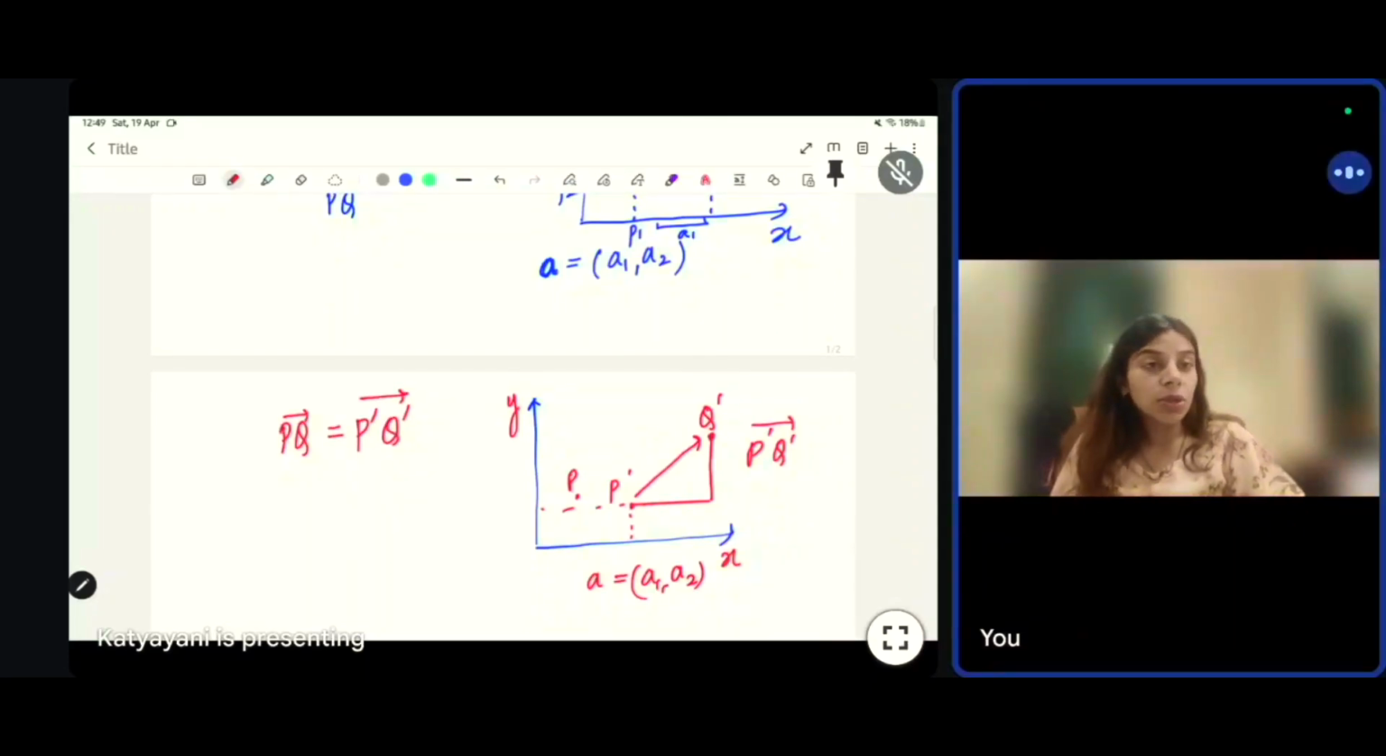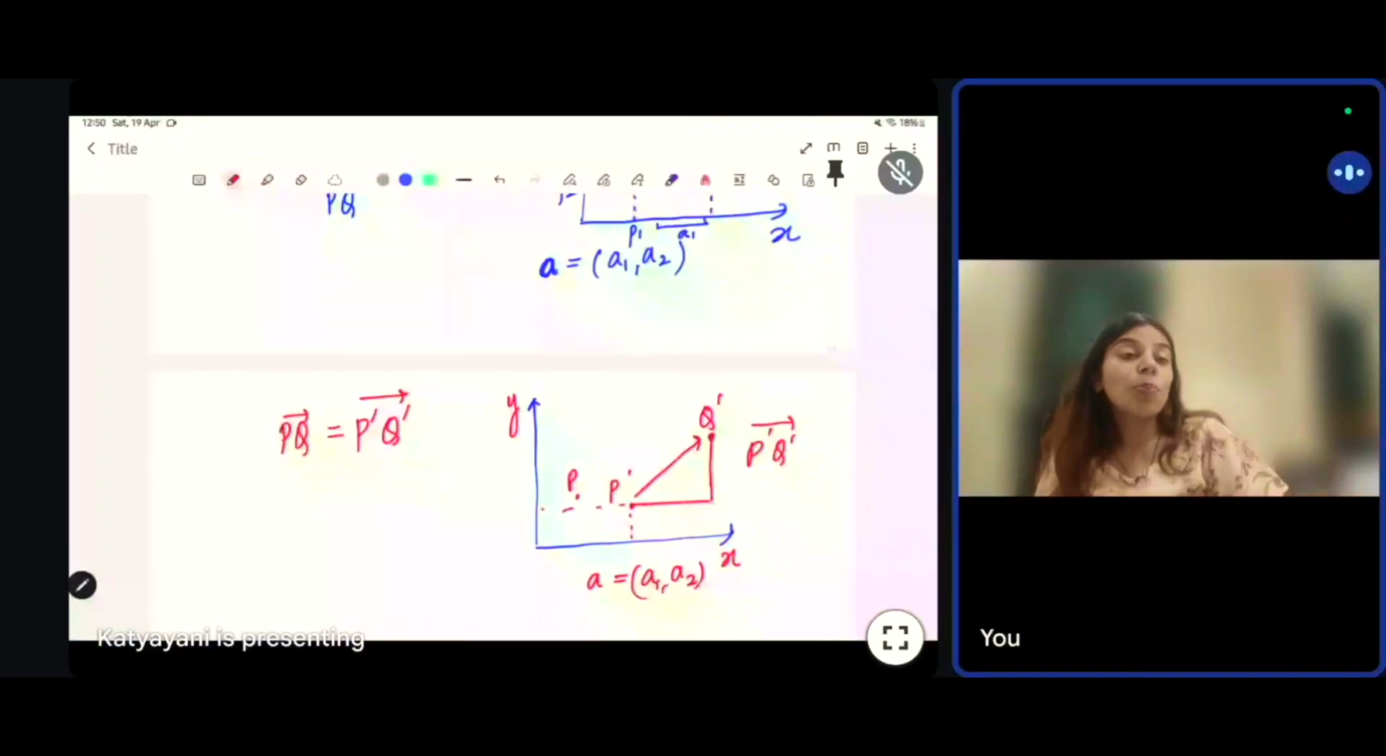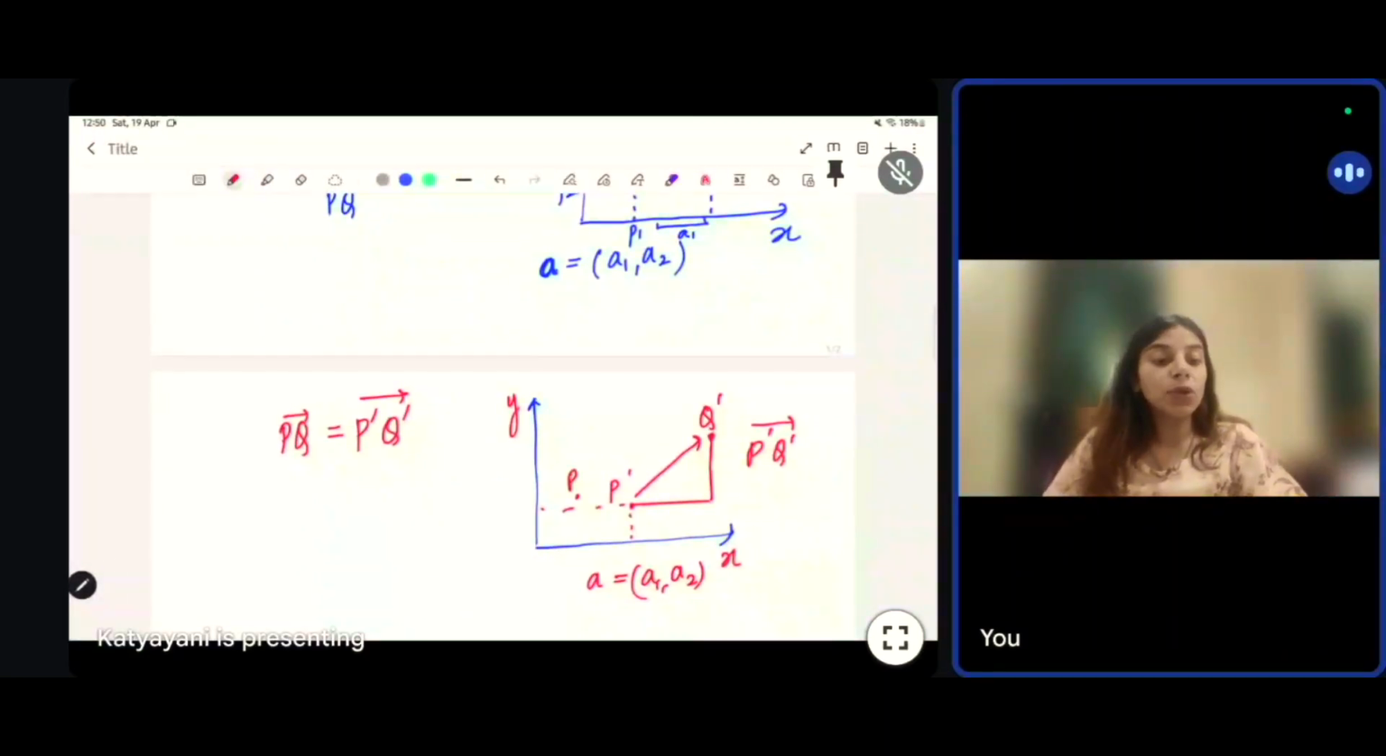Why are they equal? They're equal because I am moving the same distance on the x-axis and the same distance on the y-axis, and the direction of the movement is the same, right? So two geometric vectors are said to be equal. यहाँ पे PQ और P prime Q दोनों equal है.